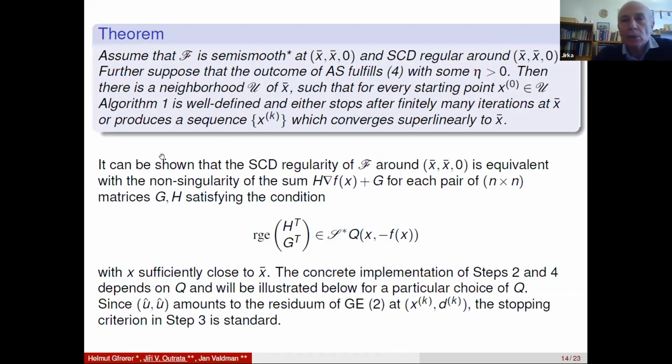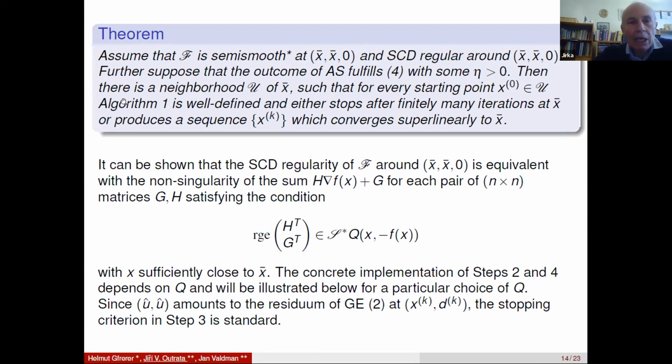Okay, and now the convergence statement. So we assume that F is semismooth star. This is the basic assumption at the solution point of the extended system. And at the same time, it is SCD regular around this point. Further, we suppose that the outcome of the approximation step fulfills this inequality here with some positive eta.